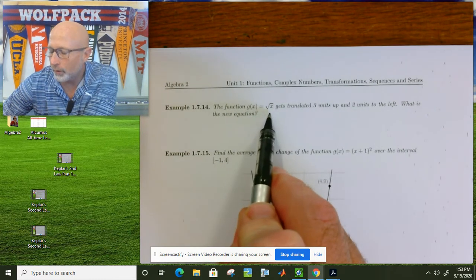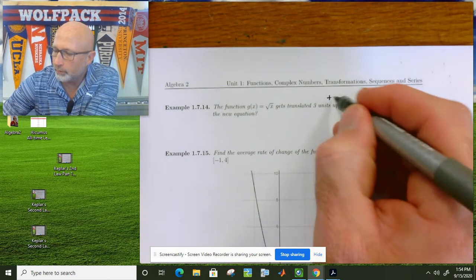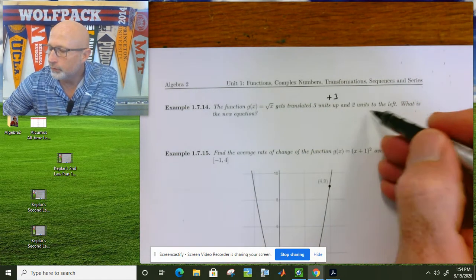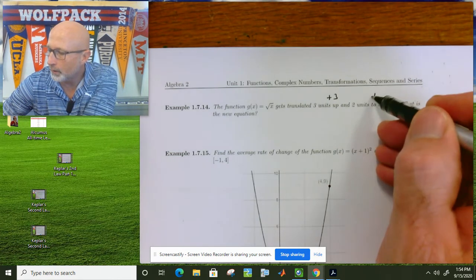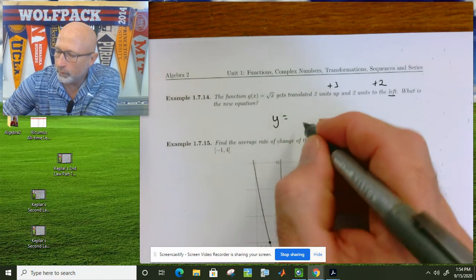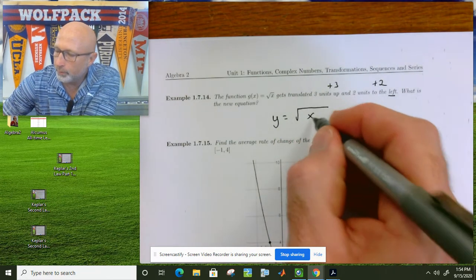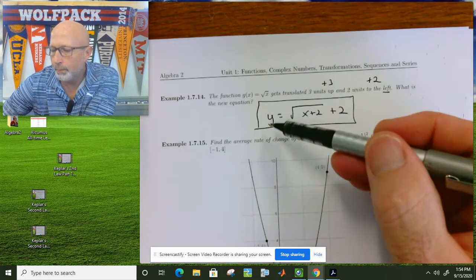Okay, the function g of x is equal to the square root of x, and it gets translated 3 units up. So that's going to be a +3 on the outside, and 2 units to the left. So the horizontal shift is opposite. So this is going to be a +2. So the equation becomes y is equal to the square root of x plus 2, plus 3.